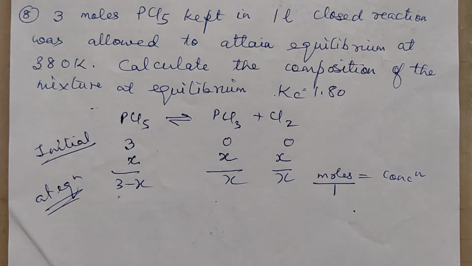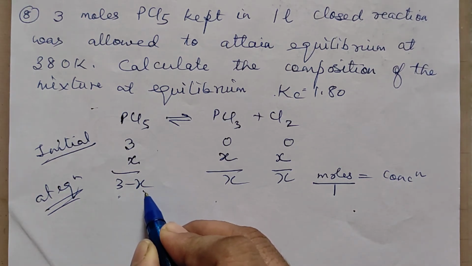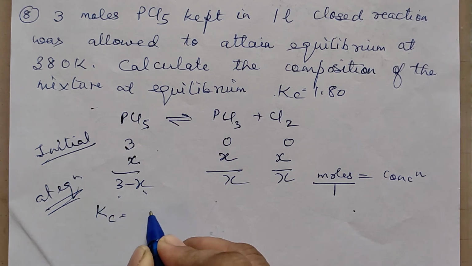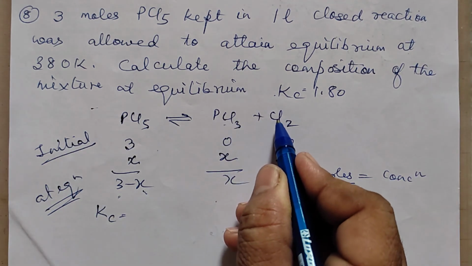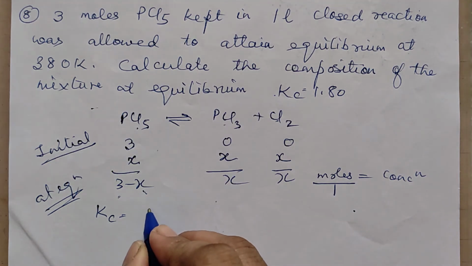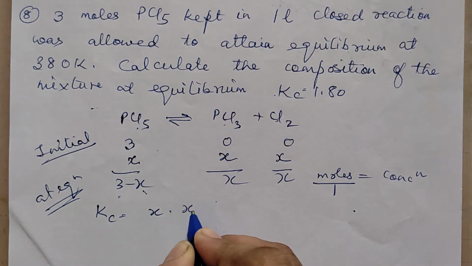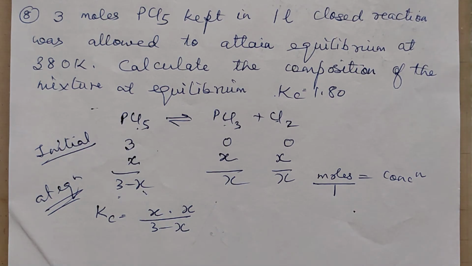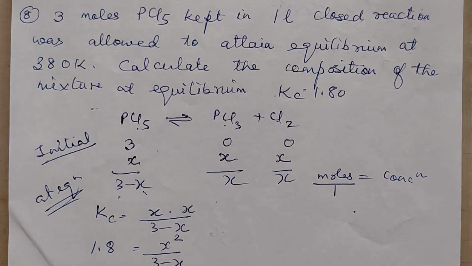Kc was given in the question. They are asking what is the composition of the mixture at equilibrium. That means first we need to calculate x. What is the Kc expression? Kc will be equal to this concentration into this, by this one. I am directly putting the value: x into x by 3 minus x. I can put the value for Kc now: 1.8 is equal to x square by 3 minus x.